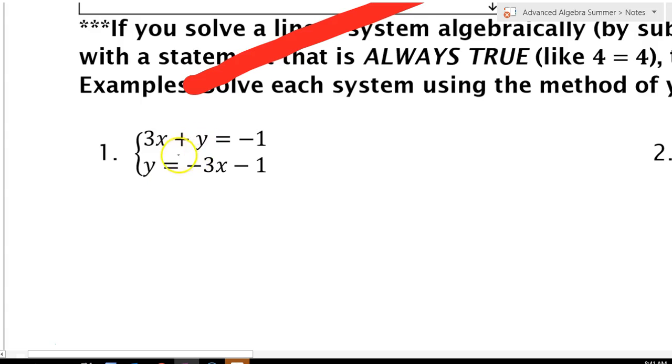So here, I need to get my x and y on the same side. So this one already has x and y on the same side. This one does not. So I need to move this. It's a negative 3, so I would add 3x to both sides. So that would give me 3x plus y is equal to negative 1. Now if I look, these are the exact same equations. Since they're exactly the same, what that means is I have infinite solutions.